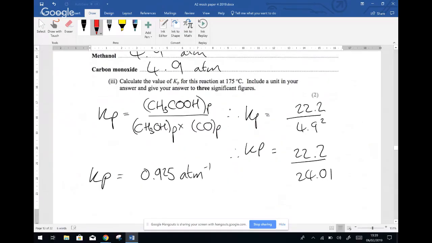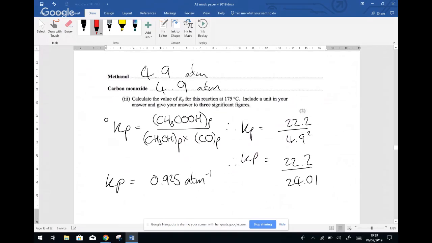Next, calculate the value for Kp at 175, include a unit in your answer. So I wrote my equation out again, then filled in my data. So the partial pressure of 22.2 for the ethanoic acid, over 4.9 squared, because there's two of them. Ran that through, put it through my calculator, and I got 0.925. And of course, my units are atmospheres to the -1.